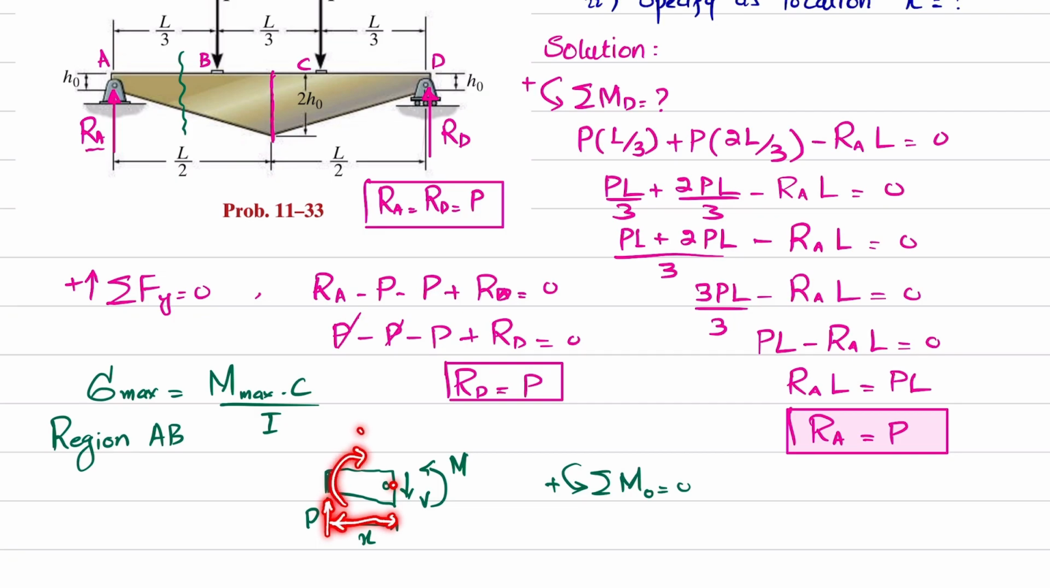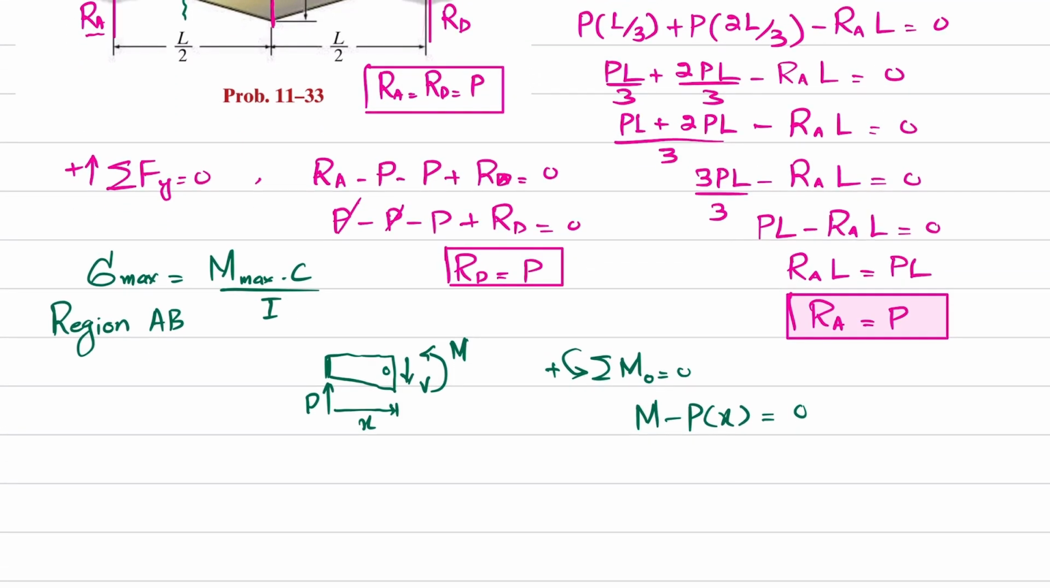That is clockwise, so it will be negative. The other moment is counterclockwise, which will be positive. Their sum must be equal to 0. So M minus P into x is equal to 0. So you can see this moment is equal to P into x, and this is for region AB. Now you can see this moment is variable because if x increases, the moment will increase.